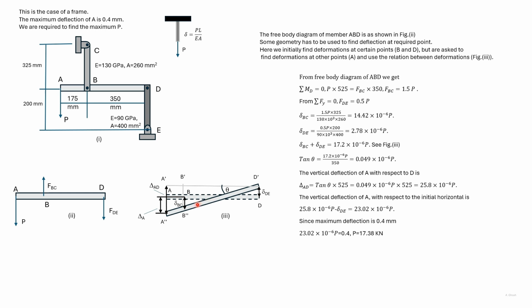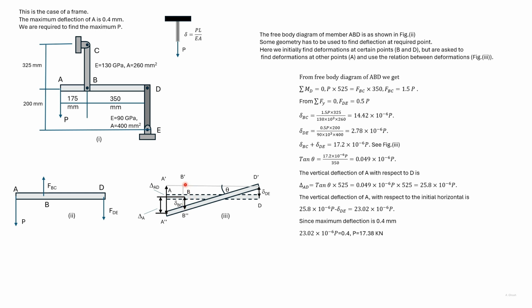Now after the force has been applied, this should be the new position of the bar ABD. So del BC we have found and del DE we have found. Now for convenience purposes, let us consider the triangle A dash, D dash, A double dash. Then B dash, B double dash is del BC plus del DE. So we have found that here.